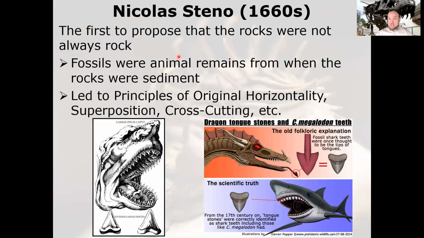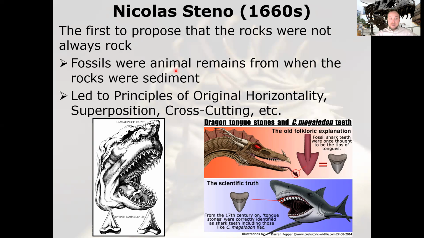They were not always rock, they were sediment. A mudstone was at one point mud, a shale was mud. A sandstone was at one point sand. It was a soft sediment, these broken up fragments of rock, and it was only later lithified into a rock.